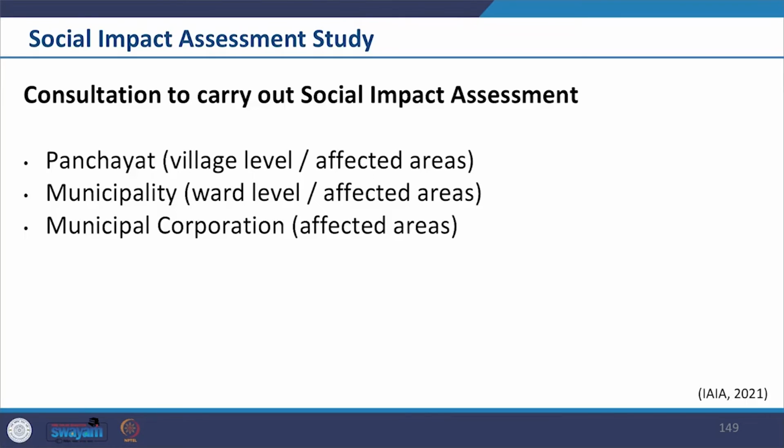So, as per the Act, whenever the appropriate government intends to acquire land for public purpose, it shall consult the concerned panchayat, municipality or municipal corporation, whatever may be the case, and carry out the social impact assessment in consultation with them in such a manner which is prescribed by the government.